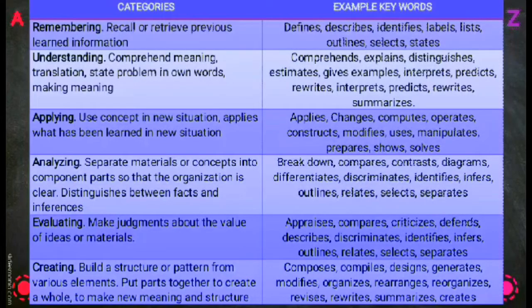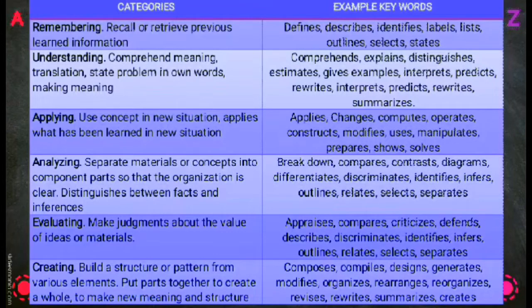Now, let us study the cognitive categories with the example keywords for each in the new version of Bloom's taxonomy. So here at the right side are the categories under the revised Bloom's taxonomy, and at the left side are the example keywords that we can use in creating learning outcomes. So the first category is remembering. It is to recall or retrieve previously learned information.